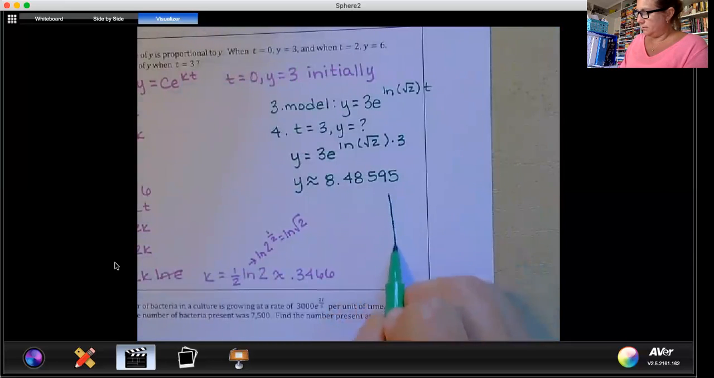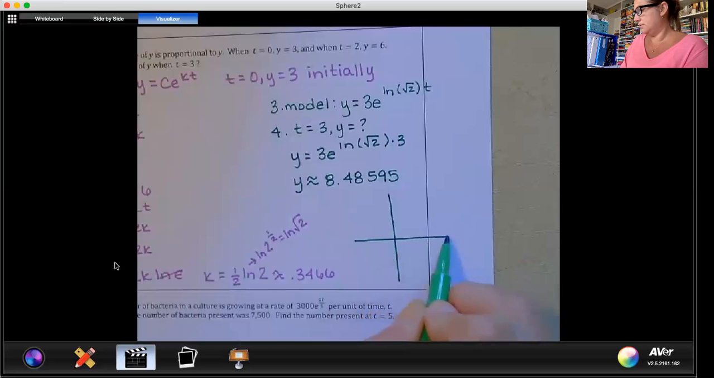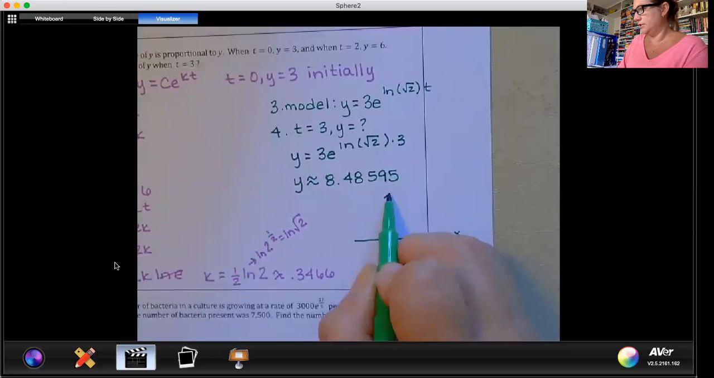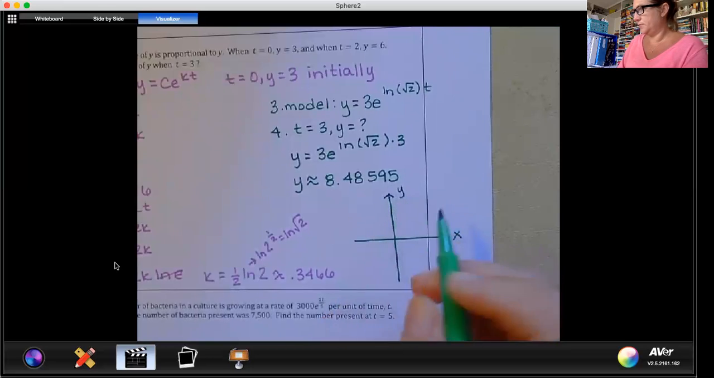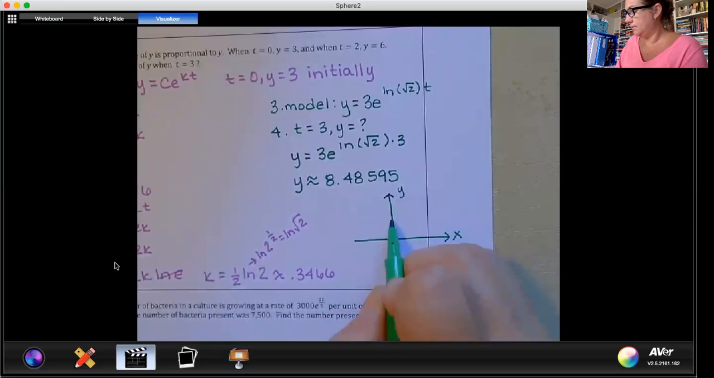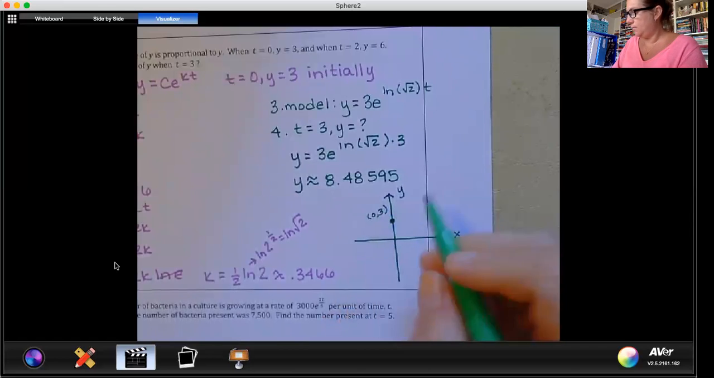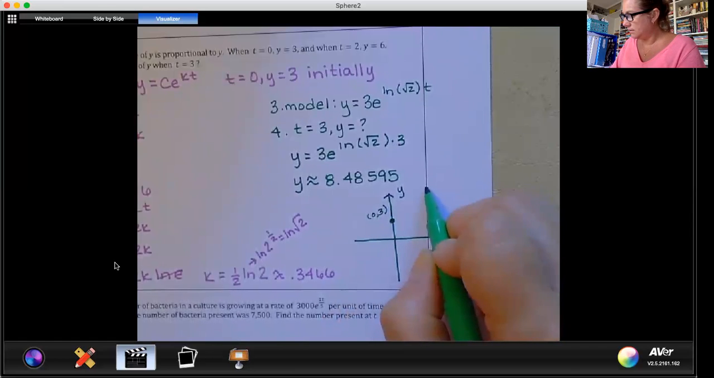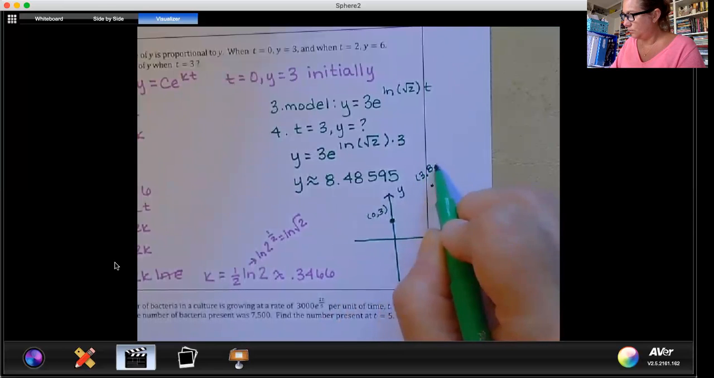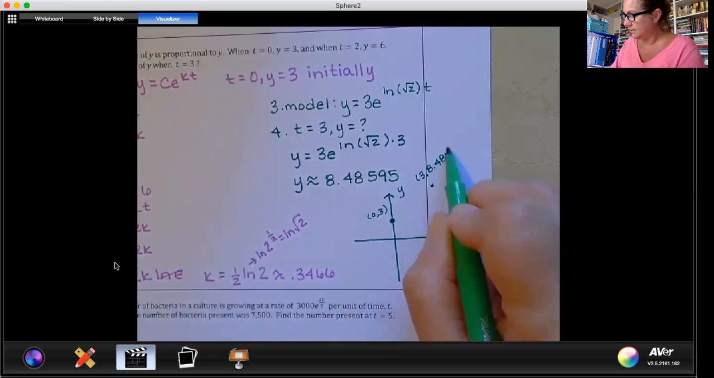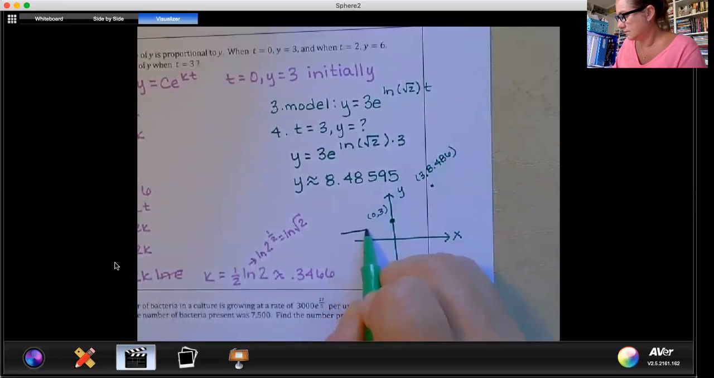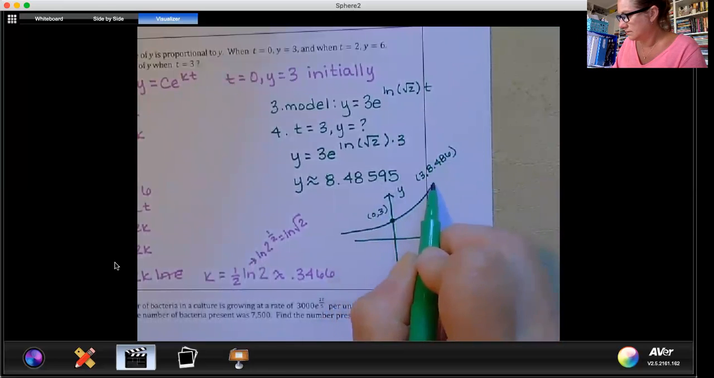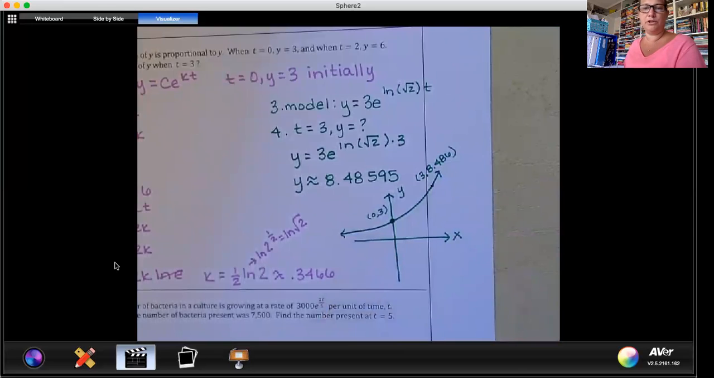To show this on a graph, if you were to graph your function, the point (0, 3) and the point (3, 8.486) on your calculator would show your growth function.